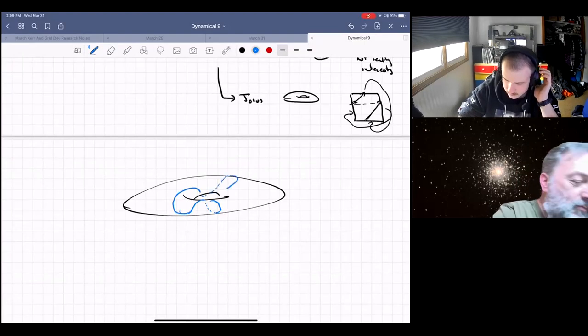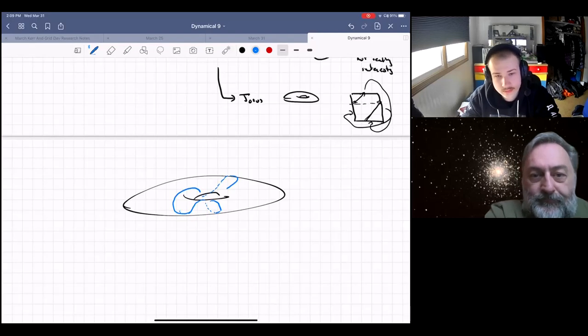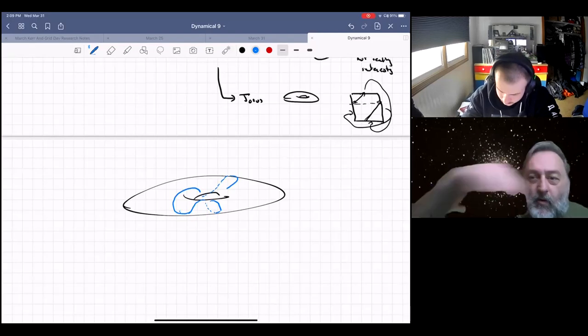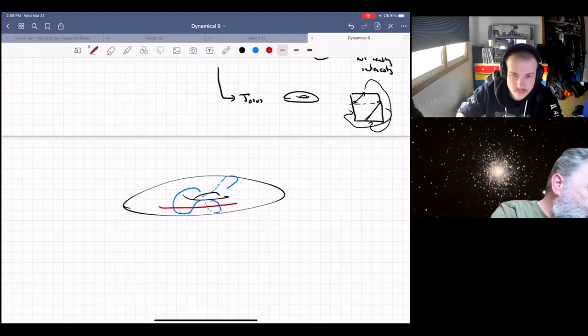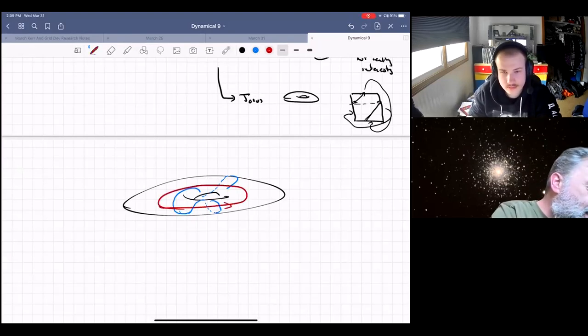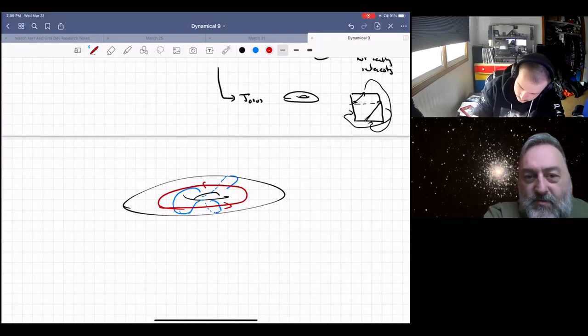You can wrap around this torus through the hole, or you can go all the way around the outside. So another thing you can do is just run around the outside. But that's not as interesting as running through the hole.